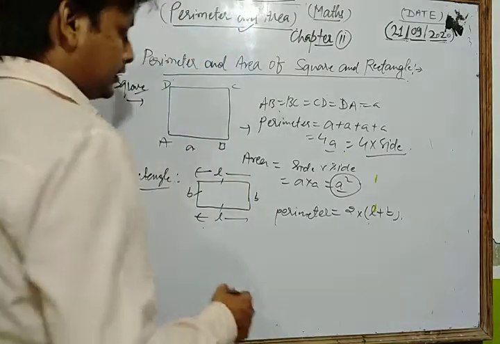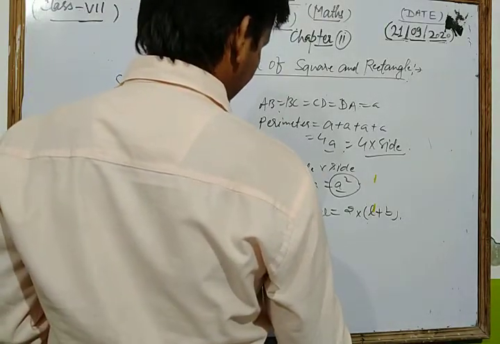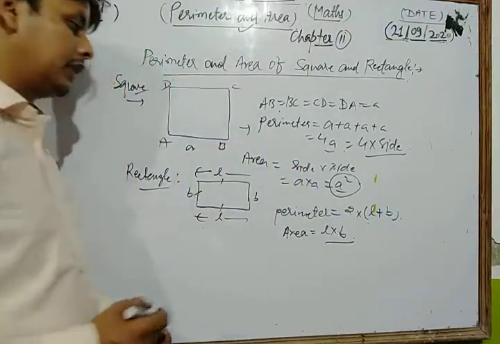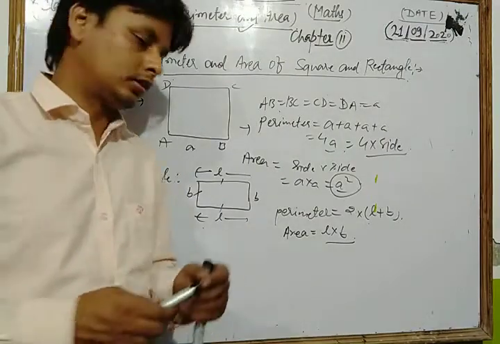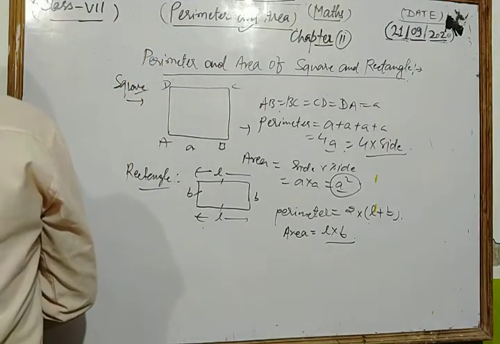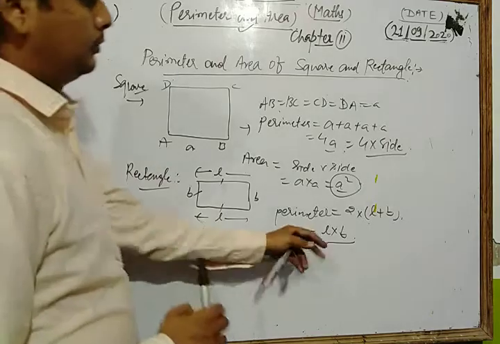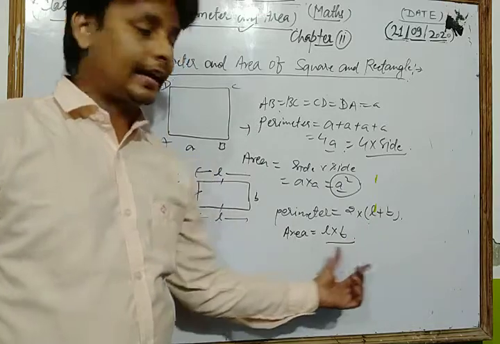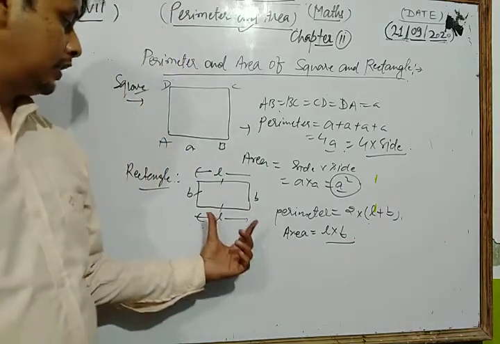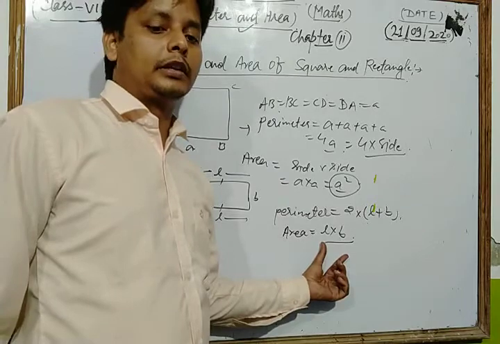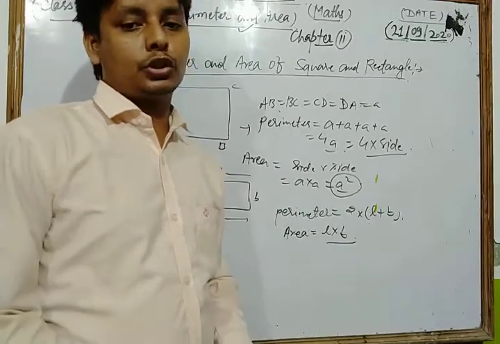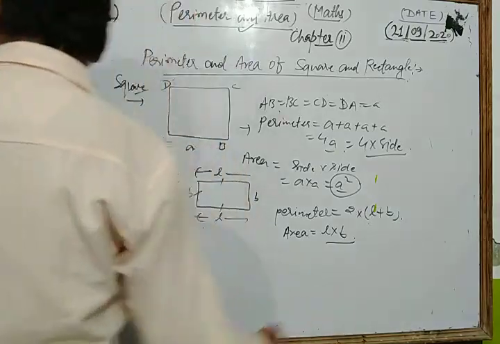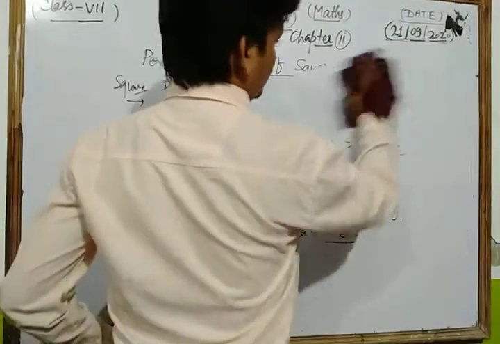And the second one is the area of the rectangle. Area of the rectangle is L into B, means length into breadth. This is the perimeter of the rectangle, 2 into length plus breadth, and this is the formula for the area of the rectangle, that is length into breadth. Now we take and solve some questions of your NCERT exercise based on these concepts.